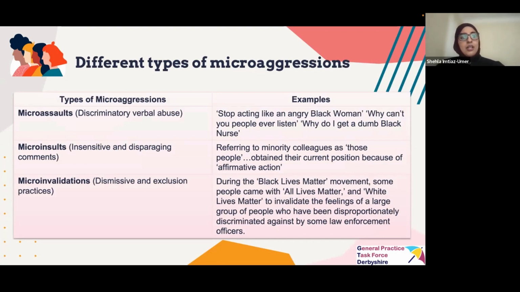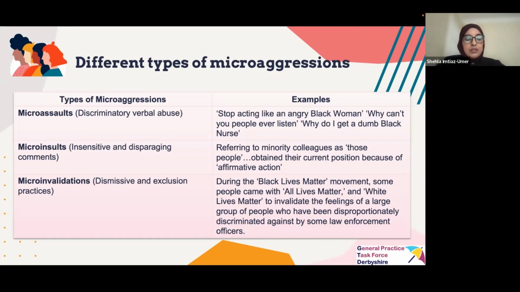Micro assaults can be discriminatory verbal abuse, but it can also be a non-verbal action as well. It's essentially avoidant behavior or perpetual discriminatory action. So a common trope is that black women are angry. So to say something like "stop acting like an angry black woman" is again a microaggressive behavior. Or "why can't you people ever listen?" So again, referring to a certain group of people, in offensive language, and it can be overt, "why do I get a dumb black nurse?" And those are comments that our colleagues have absolutely faced within the NHS.